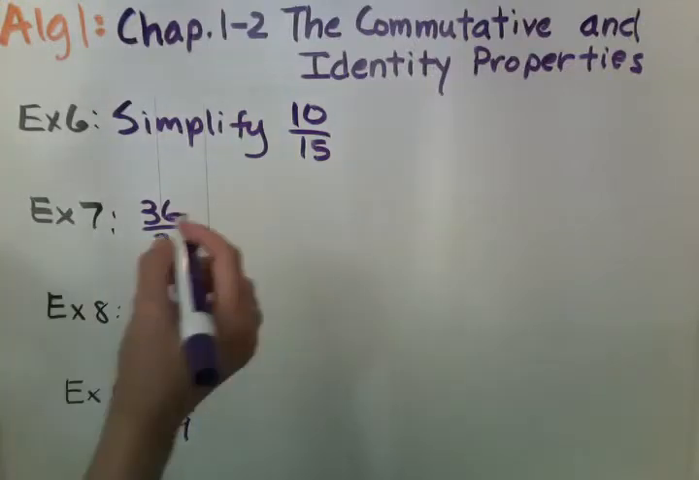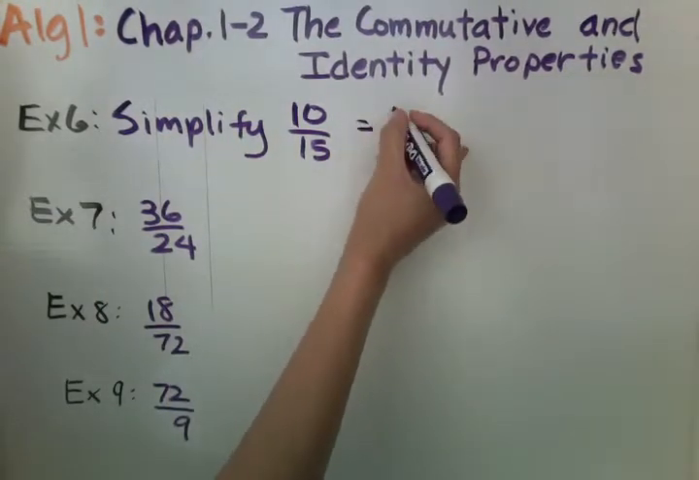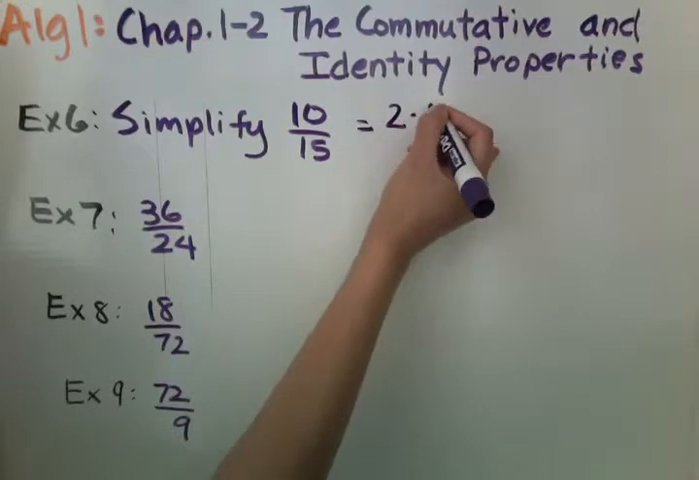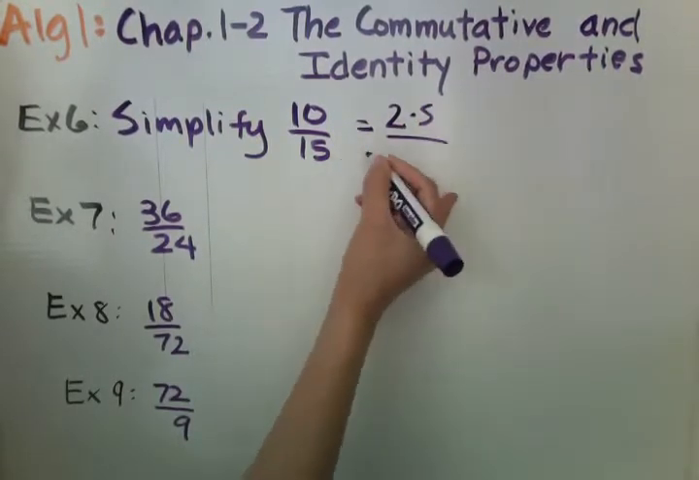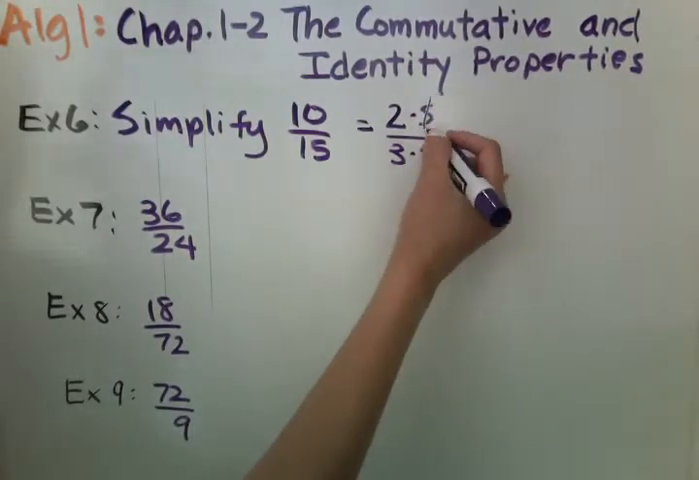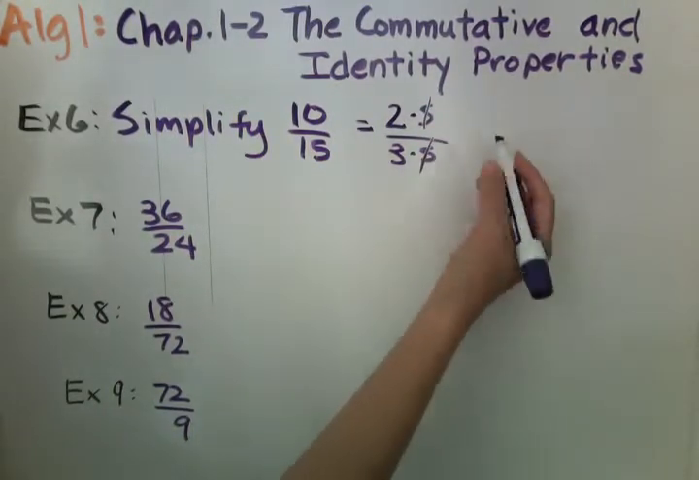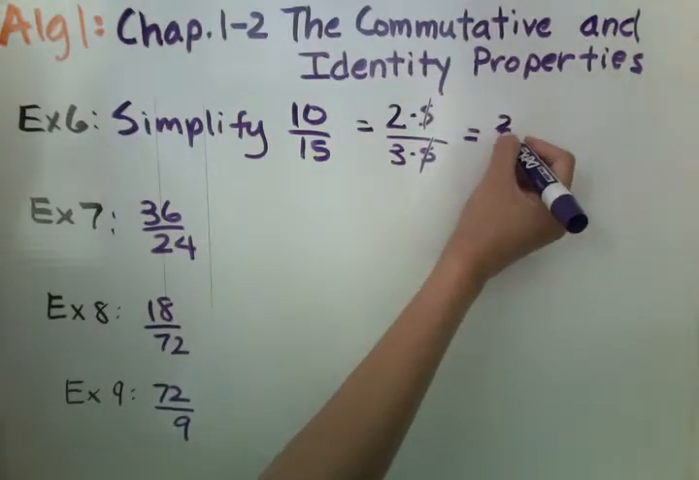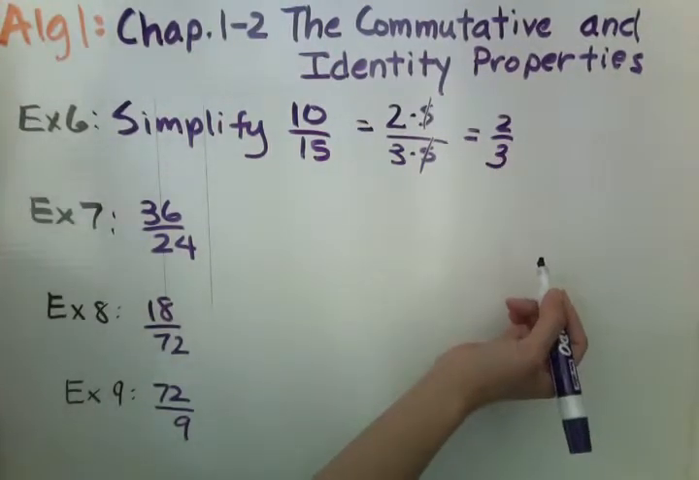In the textbook, what they ask you to do is to list out the factors of 10, which are 2 times 5, and the factors of 15, which is 3 times 5. 5 divided by 5 is 1, that cancels out, and you're left with 2/3.